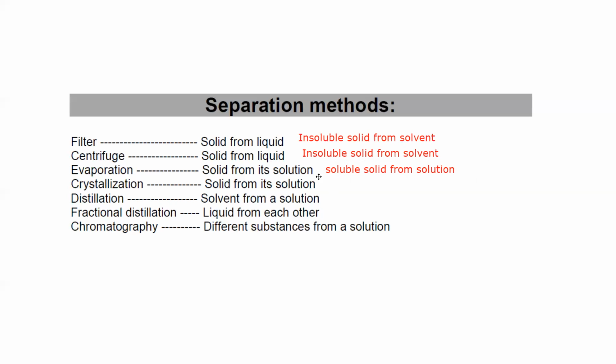I will discuss each technique in detail. Same thing, crystallization can be used to separate a soluble solid from the solution. If we want to get the solvent from the solution, we use distillation. If we want to separate two or more liquids from each other, we use fractional distillation. And chromatography, which we already discussed, is used to separate different substances from a solution, or colors or ink. Now we'll discuss each technique in detail.